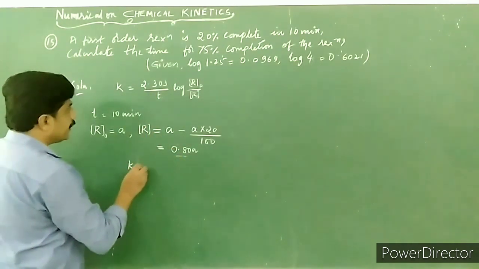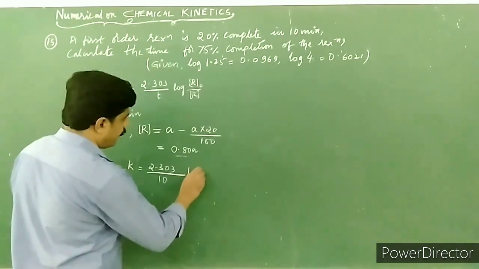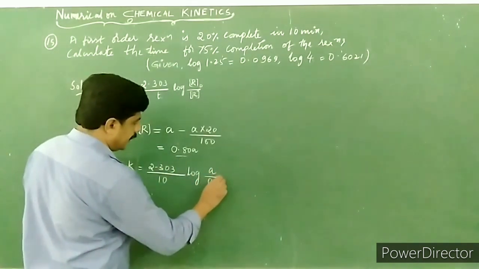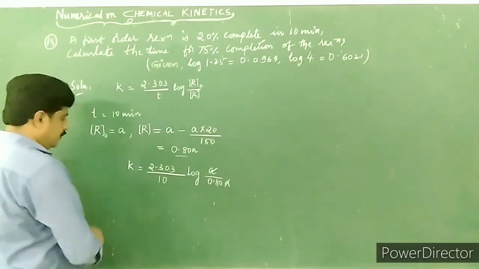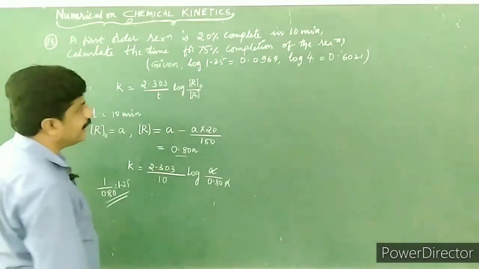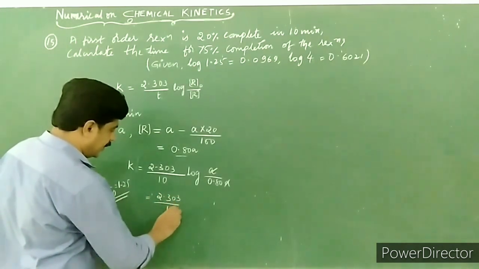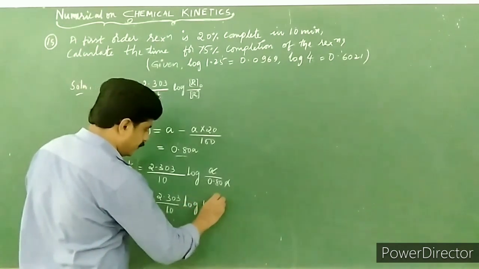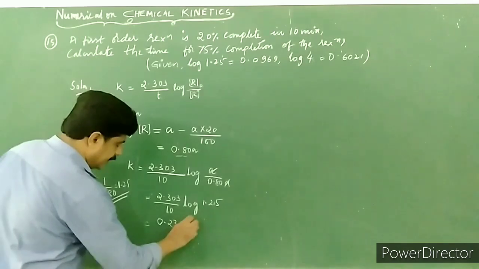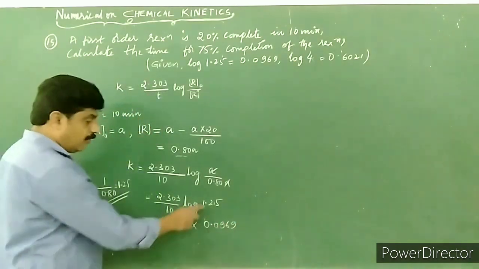Look at here, K is equal to 2.303 upon T, which is 10 minutes, into log of R naught, which we have taken as A, upon R, which would be 0.80A. I'll cancel A. Now 1 by 0.80 is equal to 1.25. So that is why they have given the log value of 1.25. So K is 2.303 upon 10 into log of 1.25. If we simplify, you are going to get 0.2303 into log of 1.25, which is 0.0969. If they do not give it also, you have to find it out.